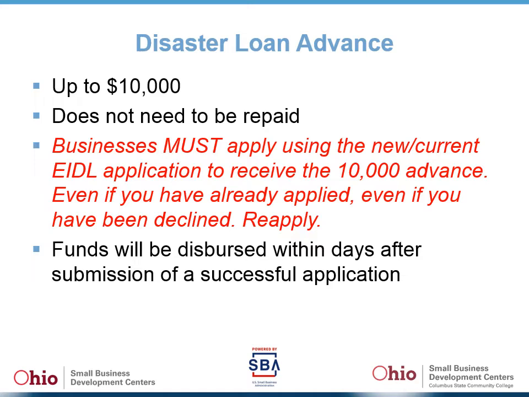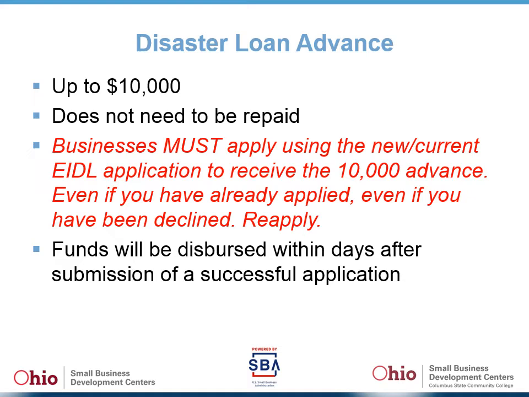For the disaster loan advance that was made available with the CARES Act, this is up to $10,000. This $10,000, or up to $10,000, does not need to be repaid. So you will request that on the new application. Here in the red bullet point, you must apply using the current EIDL application to receive this $10,000 advance.